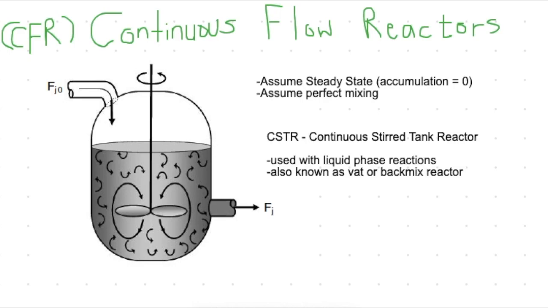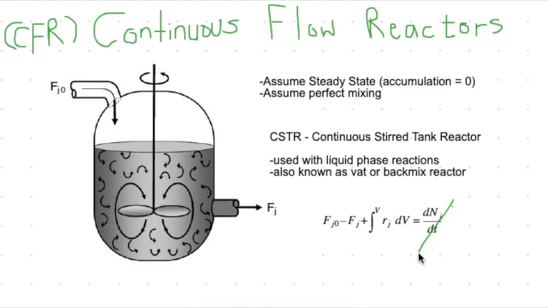The first type of continuous flow reactor is a CSTR, a continuous stirred tank reactor. This is normally used with liquid phase reactions, and it is also known as a vat or backmix reactor. Using our general mole balance, we can cancel out the last term because it's at steady state.